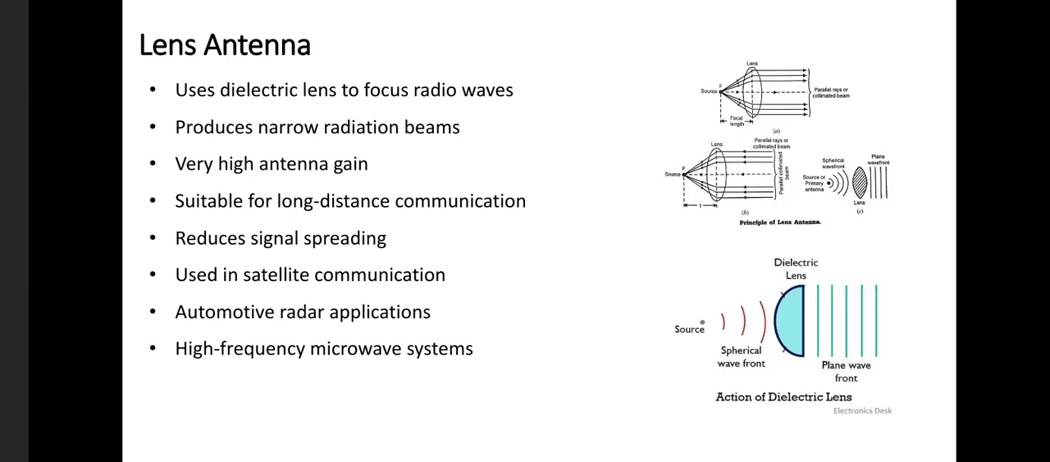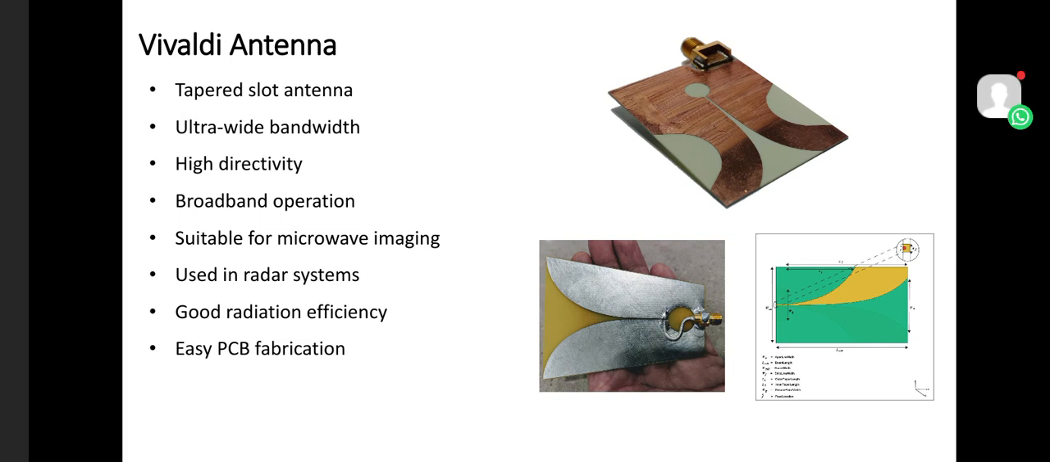Lens antennas use different dielectric lenses to focus radio waves. They produce narrow radiation beams, and these are very high gain antennas. It is suitable for long distance communication. This reduces signal spreading, since we are using a lens to merge or focus all the radio waves in a single direction.